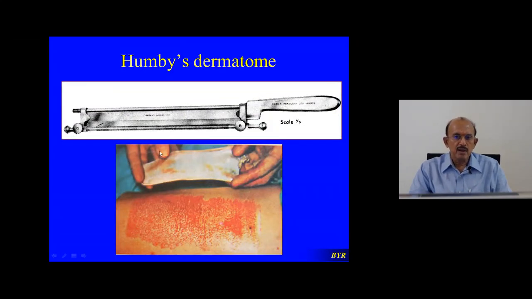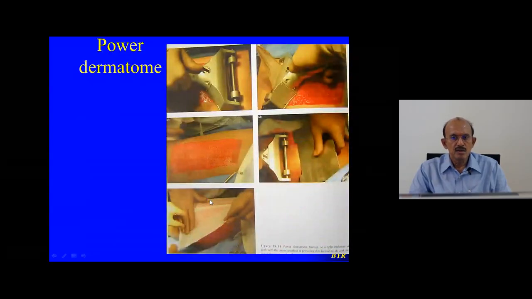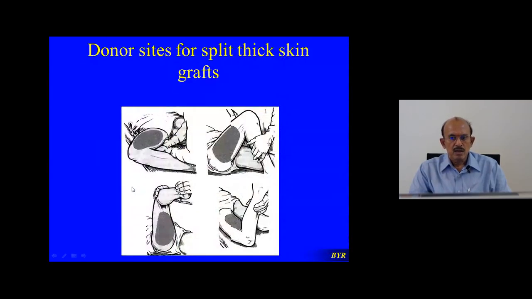This is called the dermatome, skin grafting knife. So with that knife, you can take a slice of skin like this. This is the split thickness skin graft that is taken. There is also the power dermatome. That is not required for you. So these are the donor sites you can see here.